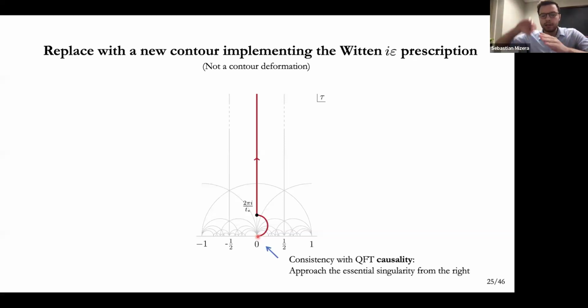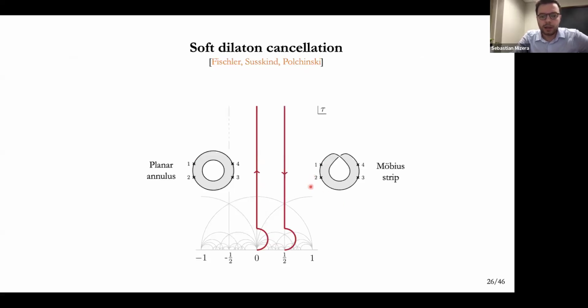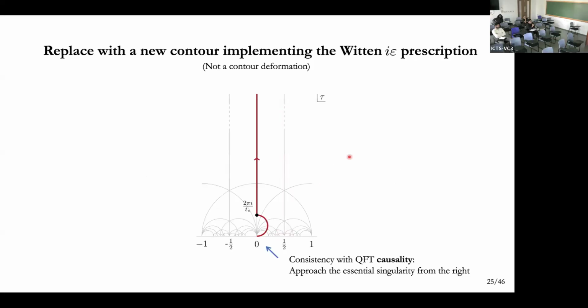The reason why the direction of the approach at this point matters is that there's actually an essential singularity at the origin. In fact, there's an essential singularity at every single rational point of the real axis in here. Whenever you approach an essential singularity, the path of the approach gives you a different result. So that's why what I'm drawing here is not a contour deformation of the previous result. It's a new contour.